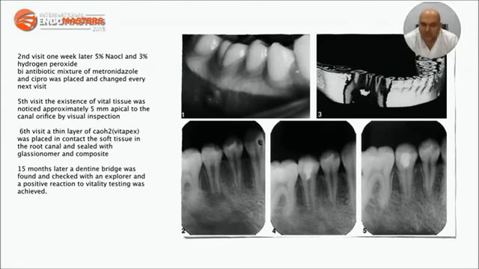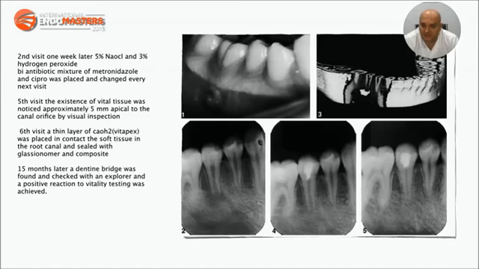A bi-antibiotic mixture of metronidazole and ciprofloxacin was placed and changed every next visit. At the fifth visit, the existence of vital tissue was noticed approximately 5 mm apical to the canal orifice by visual inspection. At the sixth visit, a thin layer of calcium hydroxide was placed in contact with the soft tissue in the root canal and sealed with glass ionomer and composite. No MTA was used in this first case.